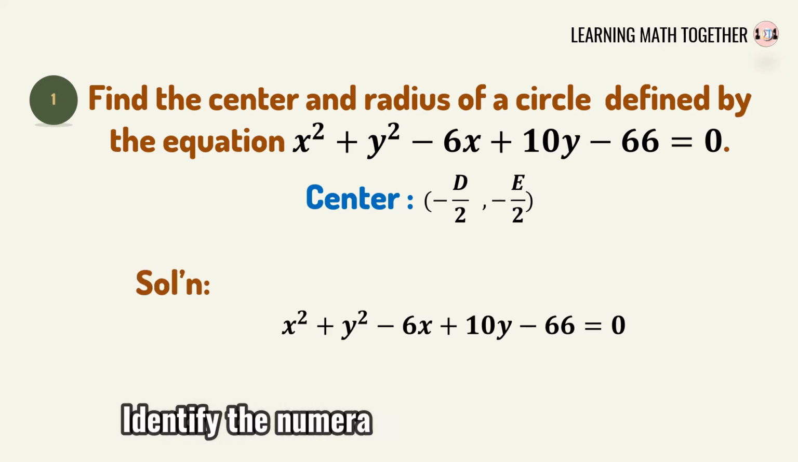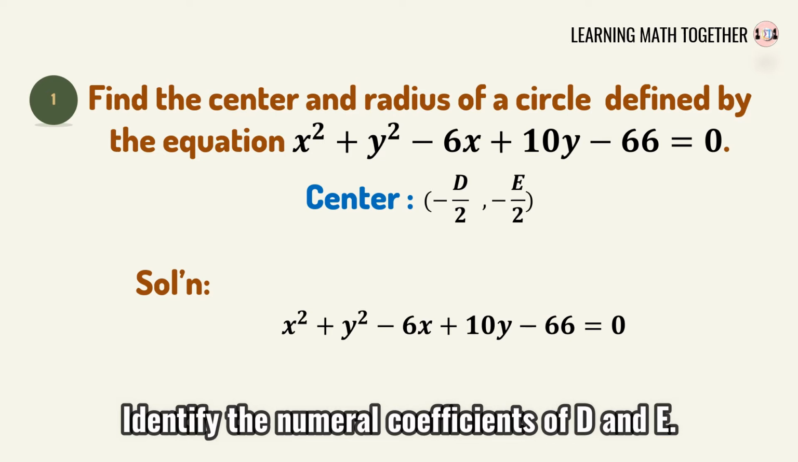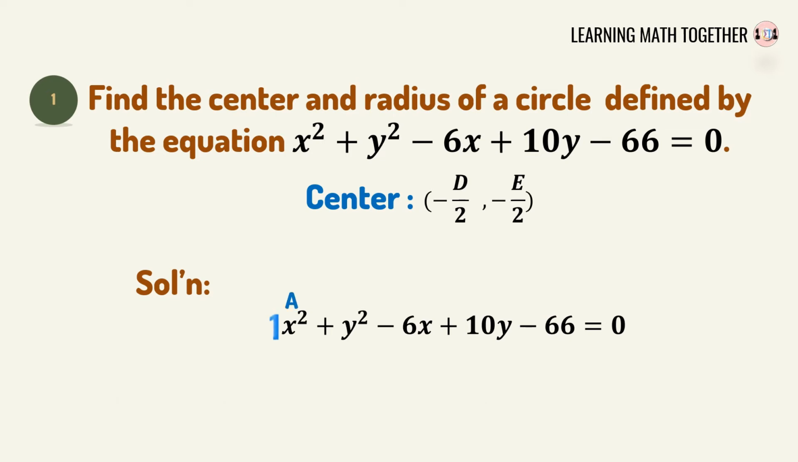So let's identify first the numerical coefficients, the values of D and E. A is equal to 1, because that is understood to have 1 as the numerical coefficient. C is equal to 1 also. D is equal to negative 6. E is equal to positive 10. And F, which is the constant term, is equal to negative 66. Now we can substitute the values of D and E to our formula.